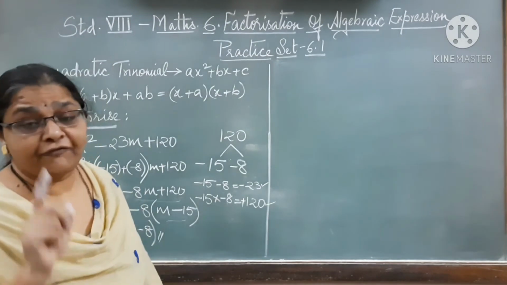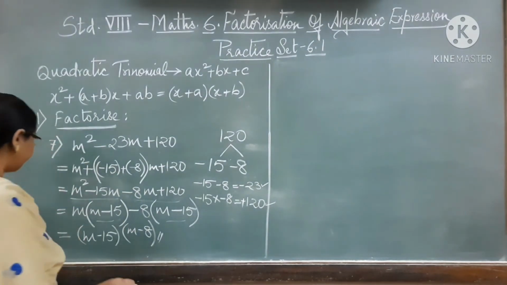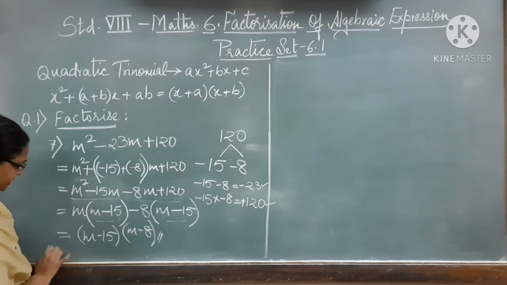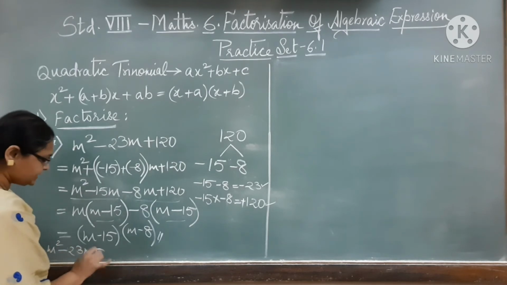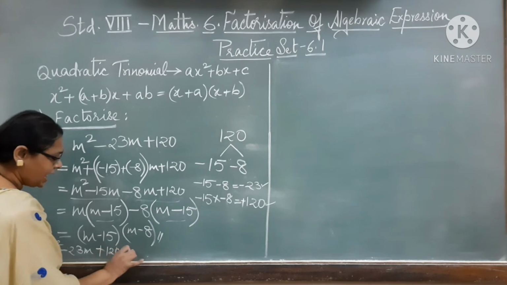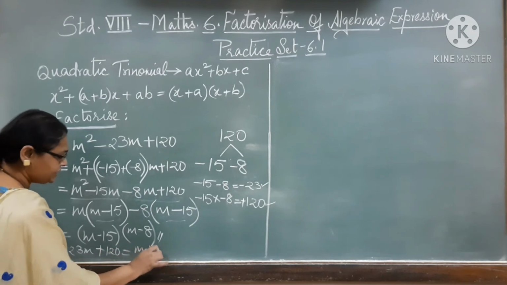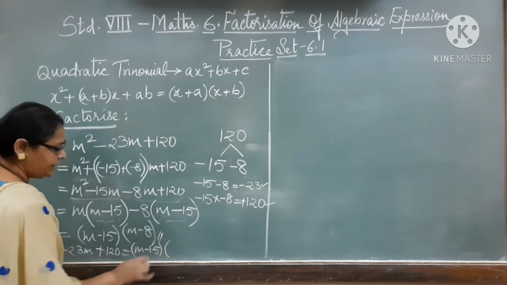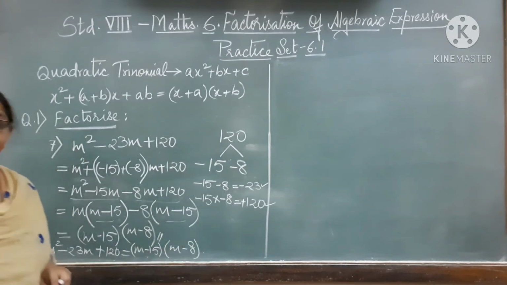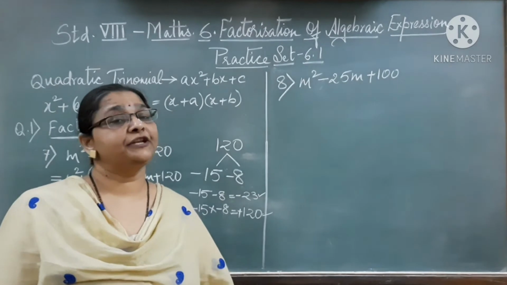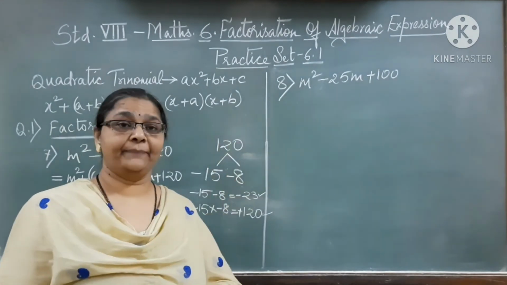So the factors of M square minus 23M plus 120 are M minus 15 and M minus 8. That will be the answer. Let us continue with 8th example.